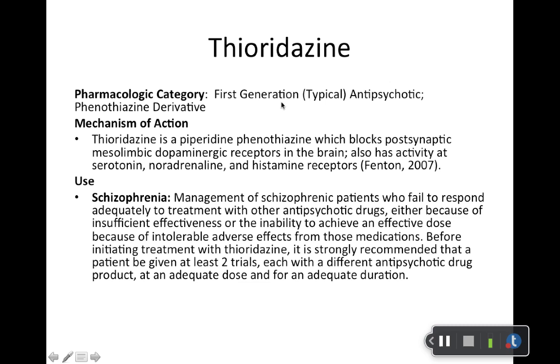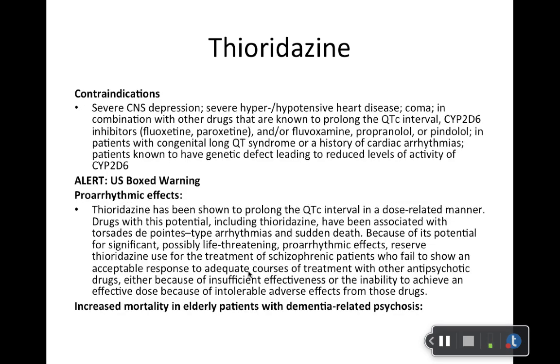Thioridazine, another first-generation antipsychotic. Please read through the mechanism of action. It's used for schizophrenia, but again, it's an older agent, so it's probably not going to be first line, and you need to be mindful of your adverse effects. Contraindications are related to CNS depression. You also need to be careful with the increased risk of QT interval prolongation, so long QT syndrome.